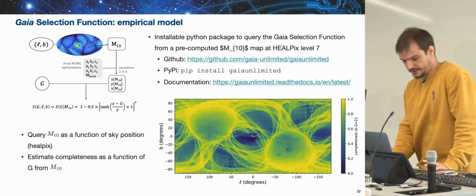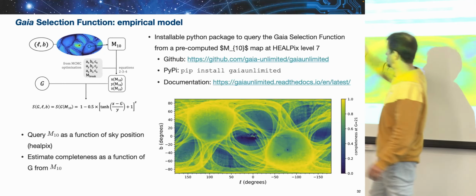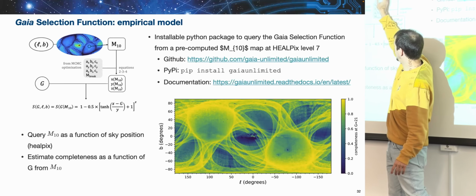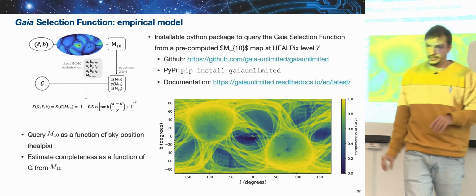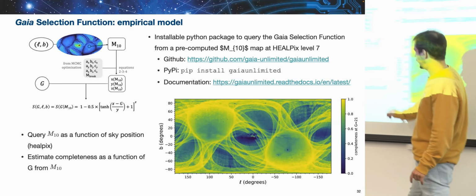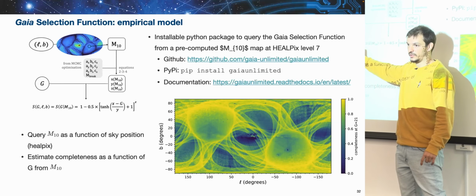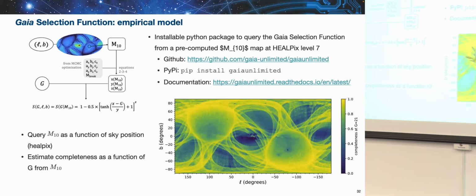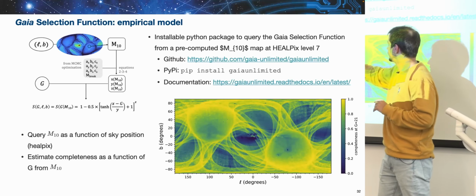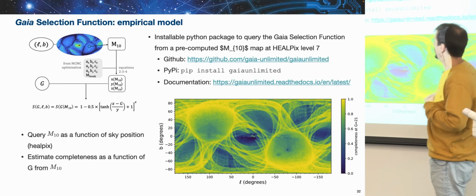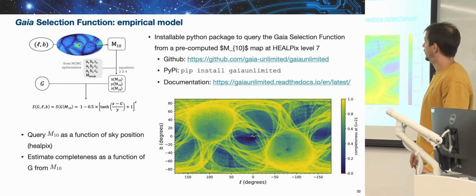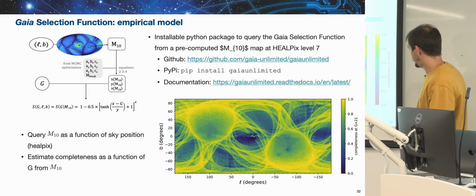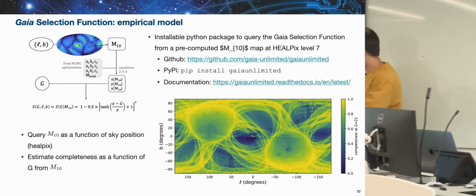And this, I will save you the details here, but basically we have this magnitude M10 map, and as a function of sky position, as a function of magnitude, we run a more or less complex statistical model, and we get the selection function for Gaia sources, for Gaia data, as a function of sky position and magnitude. We can go into the details, but it's not necessary. We have put everything into a Python installable package that you can query, and there are a lot of tutorials and documentation, and basically you will finish with this, where you can actually see how complete is Gaia.